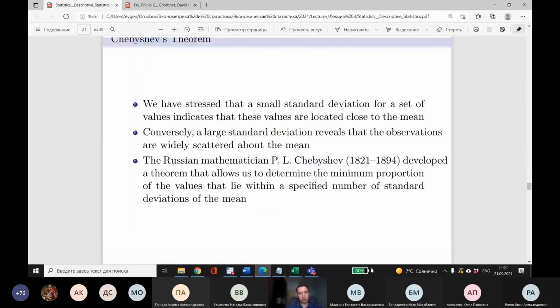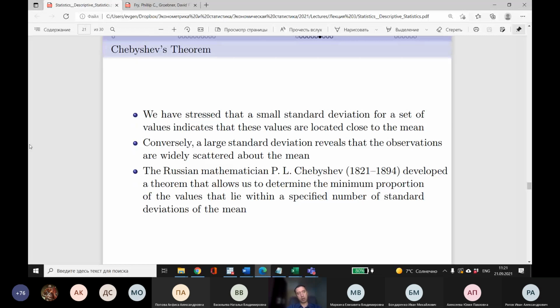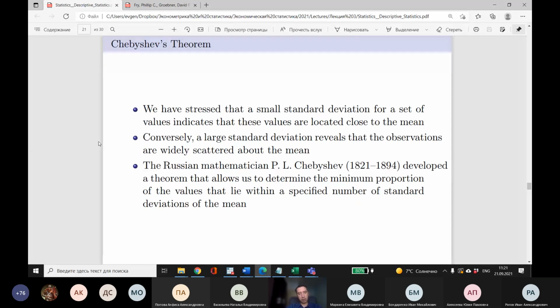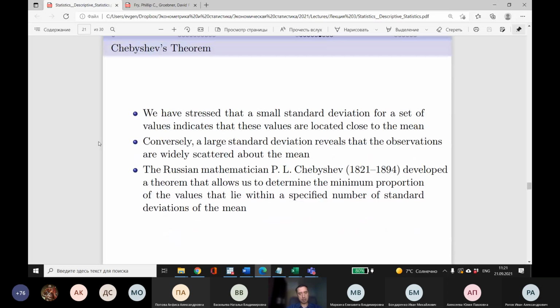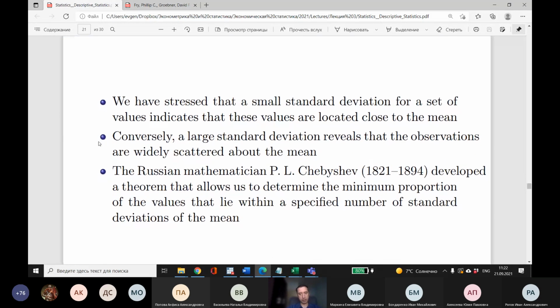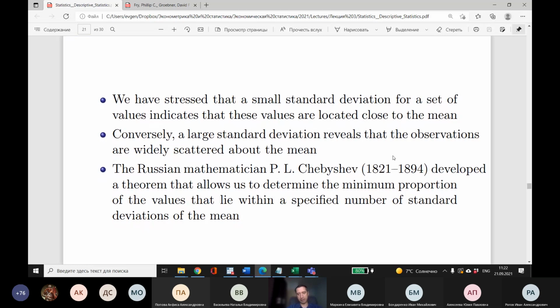So, Chebyshev theorem. Here we learn just an intuition of the Chebyshev theorem, and we don't try to prove it, because the proof of this theorem requires knowledge of advanced mathematics. Well, and it could be fairly difficult for management students.